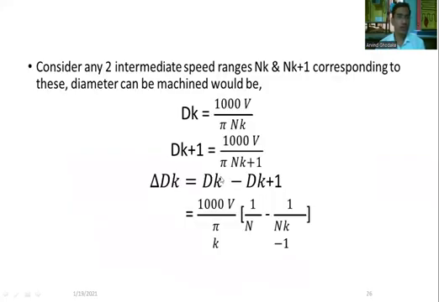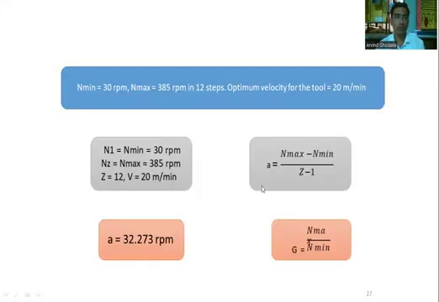So consider two intermediate speed steps, nk and nk plus 1. Corresponding to these, the diameters that can be machined would be dk equal to 1000 v upon pi nk, and dk plus 1 equal to 1000 v upon pi nk plus 1. So the range of the diameter, delta dk, can be calculated as dk minus dk plus 1. So 1000 v upon pi gets common, giving 1 upon nk minus 1 upon nk plus 1. So you can find out the range of the diameter of the workpiece.